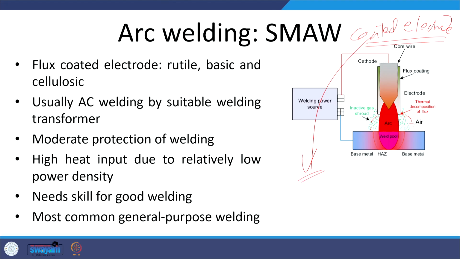A variety of electrode coatings can be used, which can be good for AC welding or for DC welding. As per the recommendation of the manufacturer, a suitable electrode and a suitable power supply, AC or DC, are used, depending upon the kind of elements present in the electrode coating. There are three types of electrodes which are commonly used.